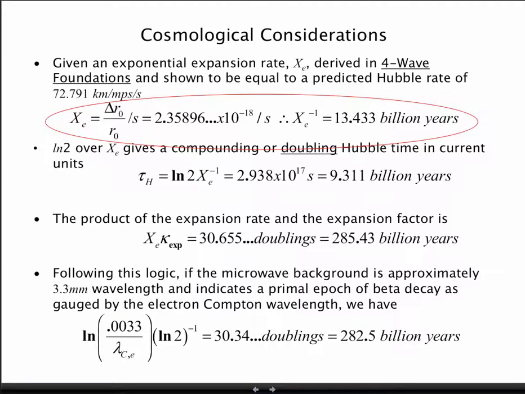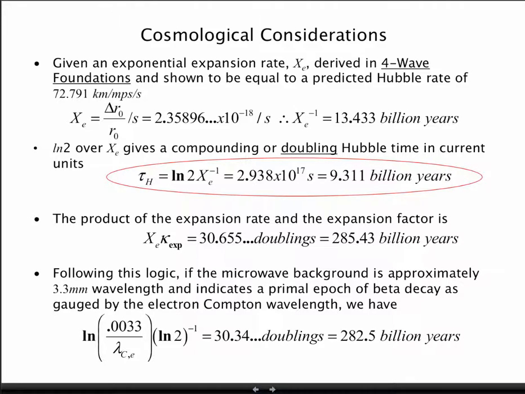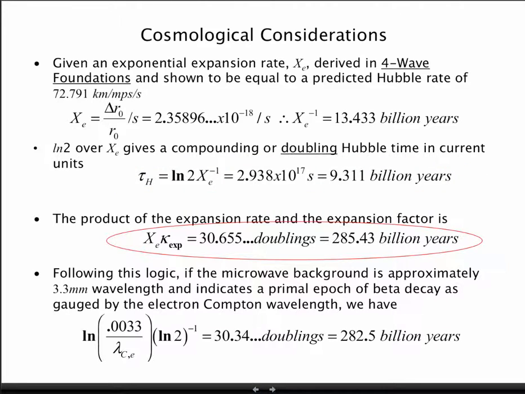Given a Hubble rate derived in a full development of this model, but consistent with observation, as shown here, if that rate is in fact the expression of an exponential expansion, the product of Hubble and the natural log of 2 gives a doubling rate as shown. The product of the Hubble and the expansion factor gives the number of doublings from an initial unitary condition, or the time in current units since the expansion began. The number for the age of the cosmos is consistent with the extent in terms of light years in the previous slide.